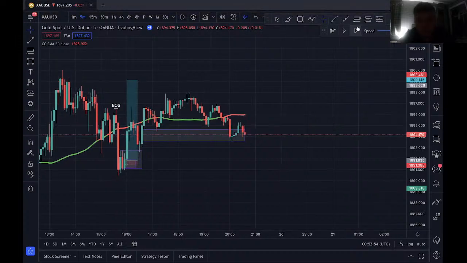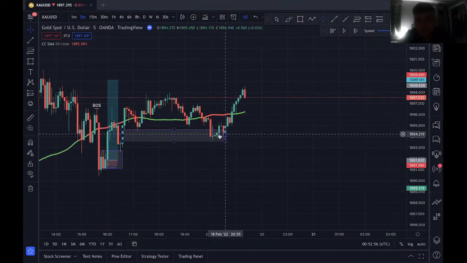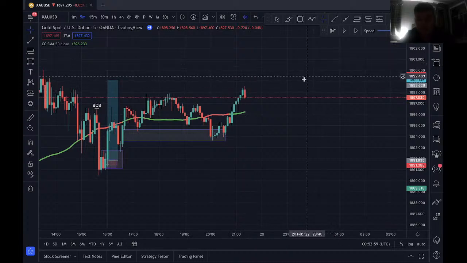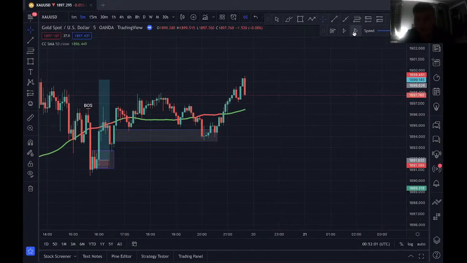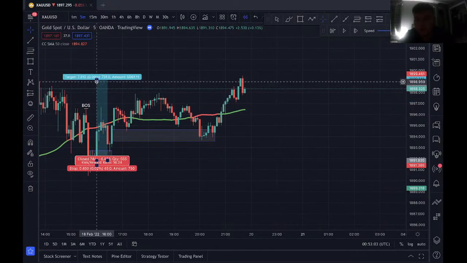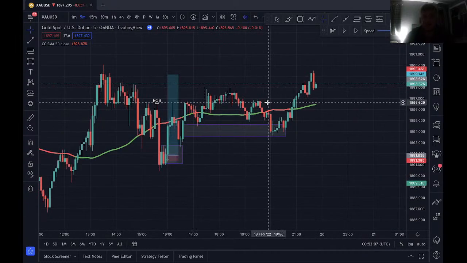So price just keeps moving up, so that could be another entry for you, another entry here, so you can scalp this while you've got your overall trade running. Again, this is now took profit, this last take profit for 730 pips, very straightforward strategy.